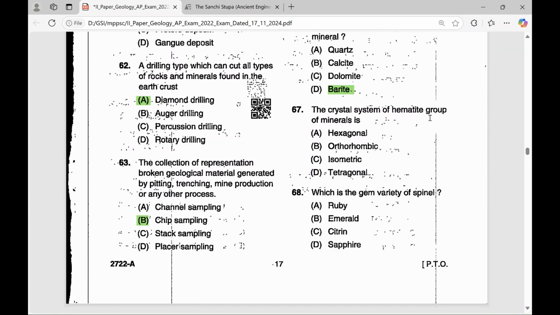The crystal system of hematite group of minerals is hexagonal, orthorhombic, isometric, and tetragonal. So hematite group belongs to the hexagonal system. Okay. Comment down below and tell me, hexagonal system, is it biaxial or uniaxial?